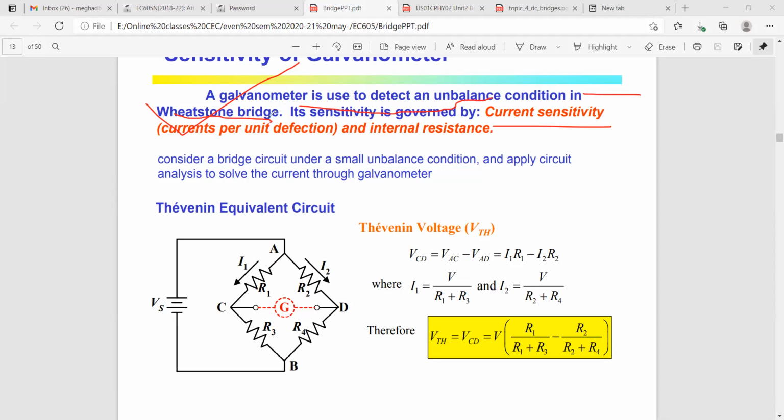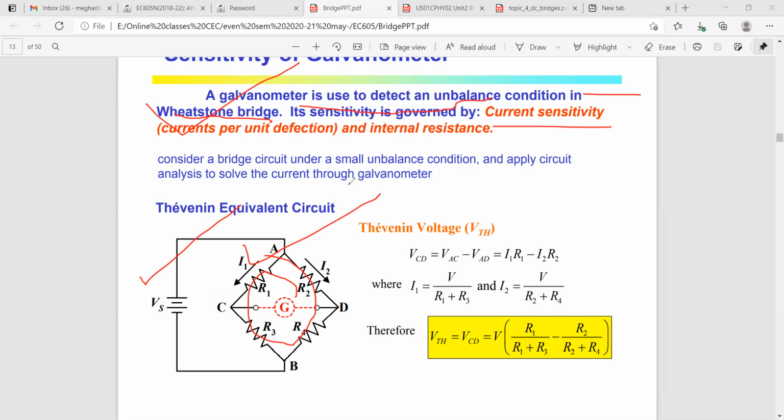If you follow the circuit shown in my slide, here a Wheatstone bridge has been drawn, and in the place of the detector, we have used a galvanometer. Have you seen this galvanometer in the middle? In the place of the detector we use the galvanometer, because it is used to detect the unbalanced condition of the Wheatstone bridge. Now we have taken all the resistances R1, R2, R3, R4, and we know the currents flowing through them. We have also marked the terminals A, B, C, D.